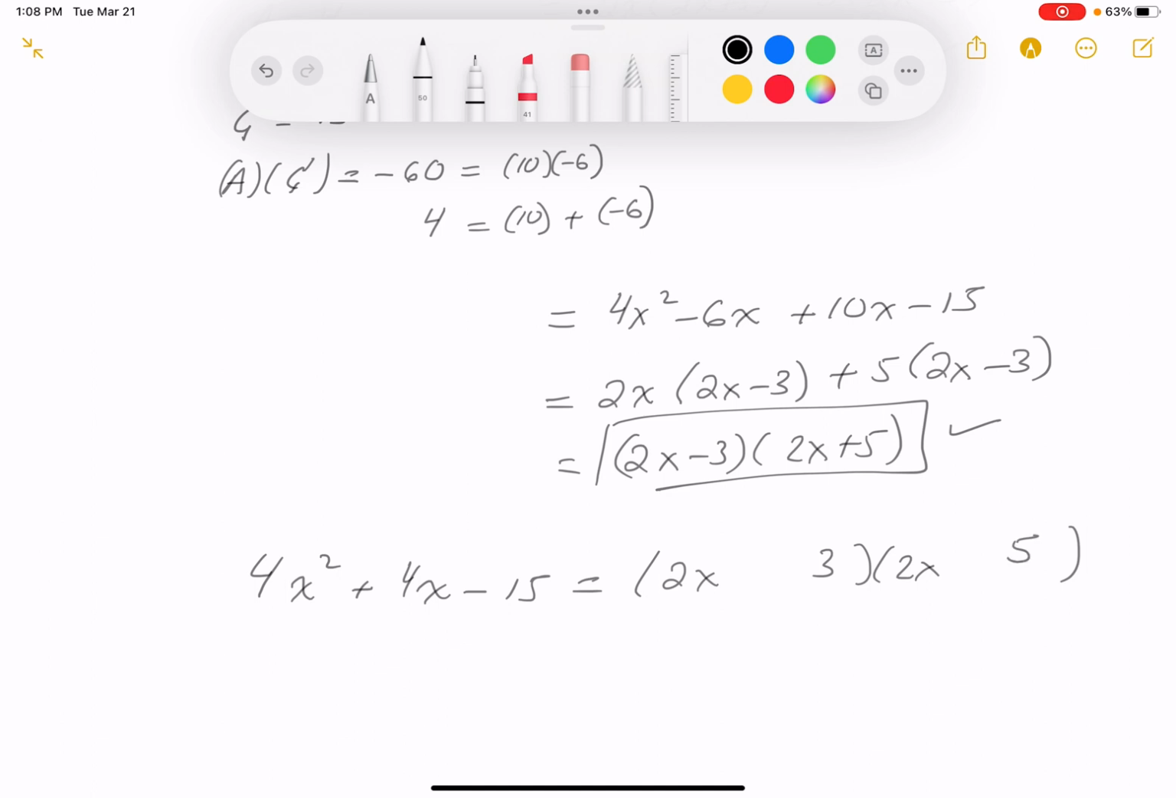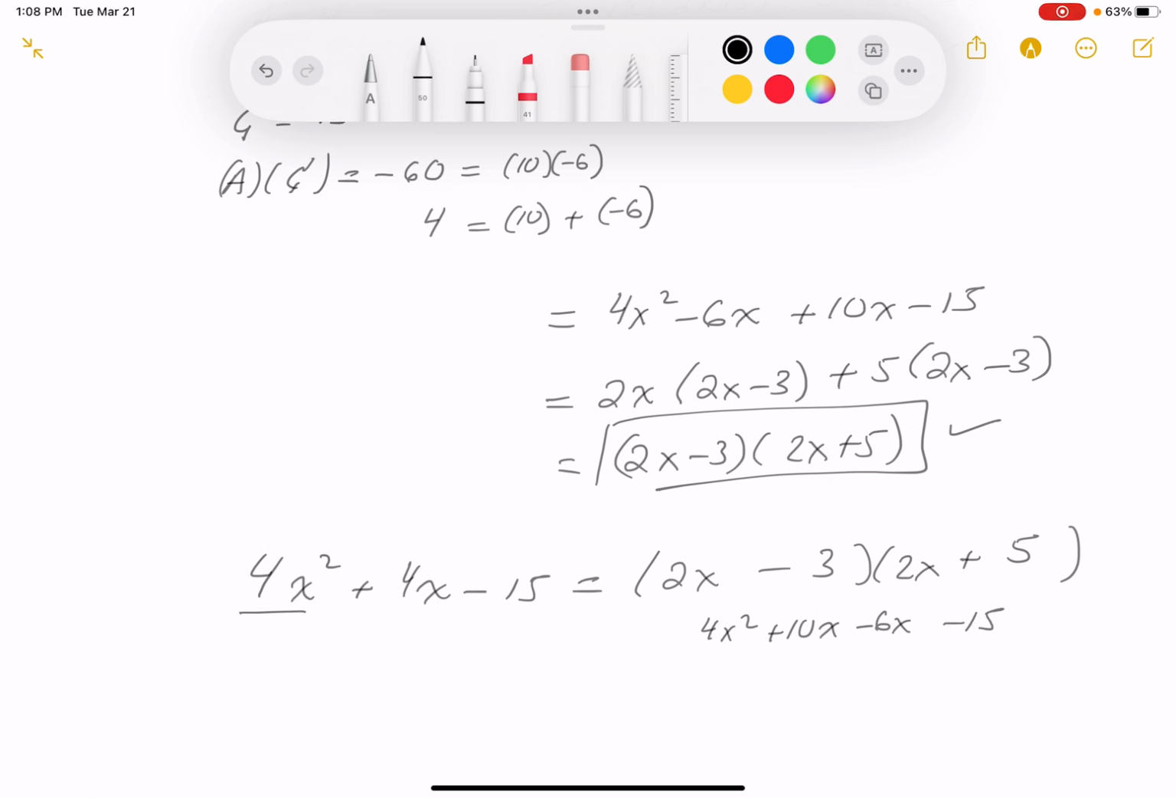And looking at it, 2x times 2x is 4x squared. 3 times 5 is 15. I've got to get a negative number in the end, so the inner number is going to be positive. And kind of looking at it, I'm going to say this over here looks like the most likely outcome for me. I would check it. 2x times 2x is 4x squared. 2x times 5 is 10x. And minus 3 times 2x is minus 6x. And you certainly get minus 15.